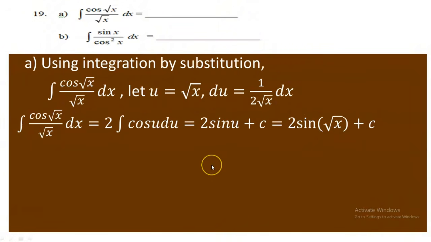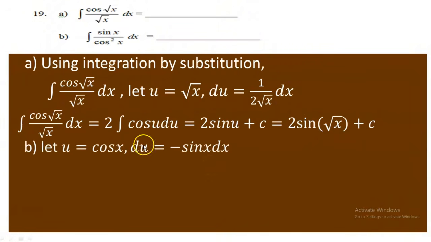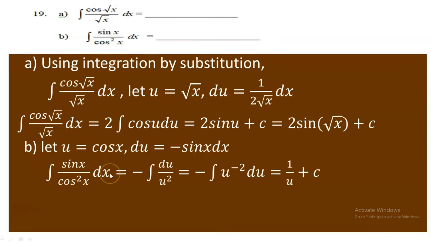So when you come to b, again here we need to use integration by substitution, and for that, let u be cos x, because the derivative is going to come up here in the numerator, okay? So let u be cos x, so its derivative is negative sine x dx, and sine x dx is labeled here. So you have to adjust in such a way to determine this integral, okay? So this is going to be like this.